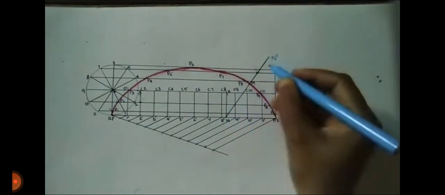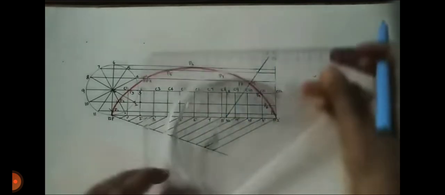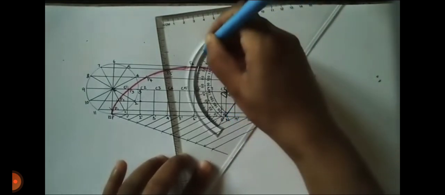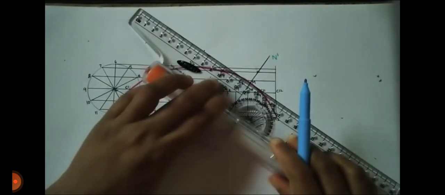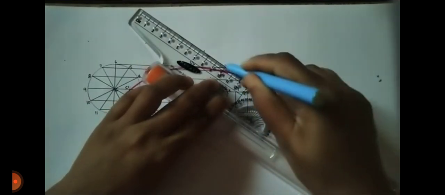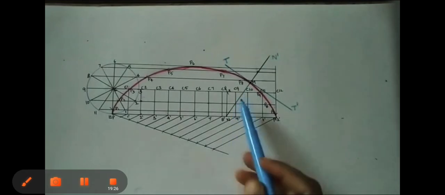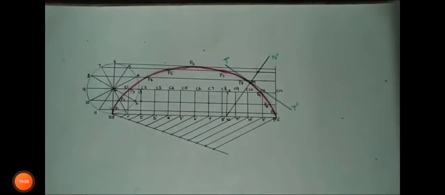Name it N to N dash. After that, the problem says you have to draw a tangent. We can draw the tangent passing through point M. In this way we draw one tangent line. The name of that tangent line is T and T dash. Name all the points. In this way we draw the tangent, T and T dash.